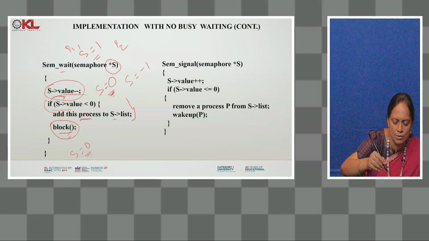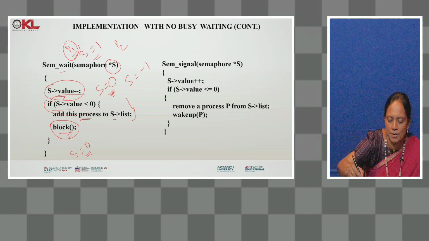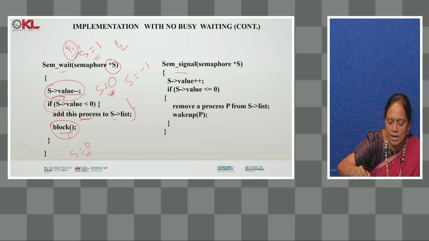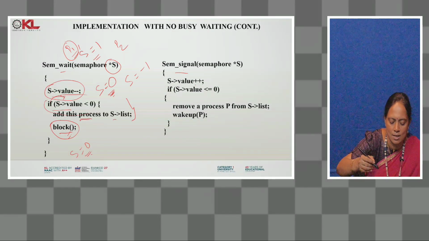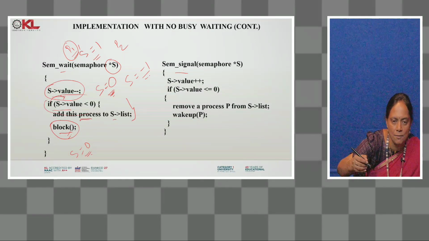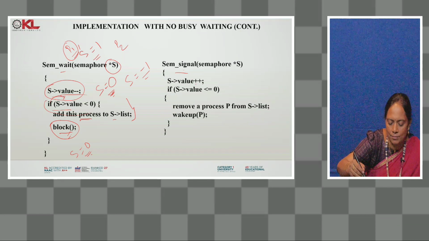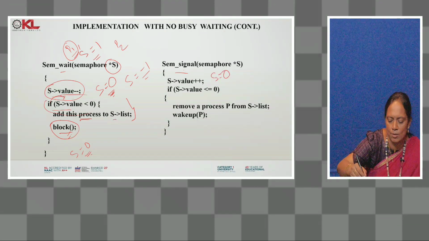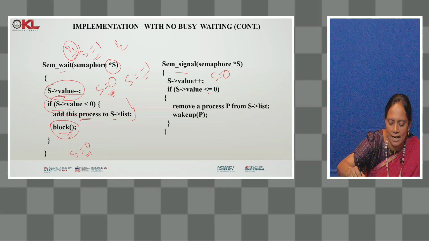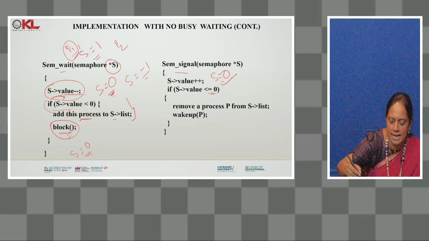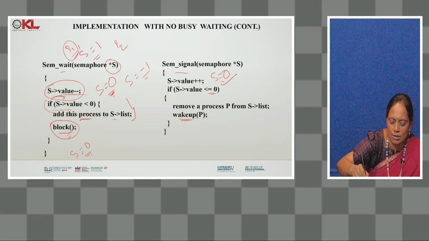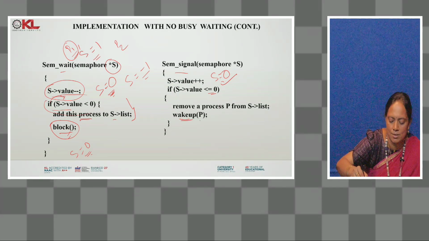After completion of the execution of the critical section, process P1 executes the signal operation. In signal, S value plus plus. Here the S value is minus 1, so S value plus plus means the S value will become 0. If the S value is less than or equal to 0, yes, the condition is satisfied, remove a process P from the list and we have to call the wakeup operation on the process.